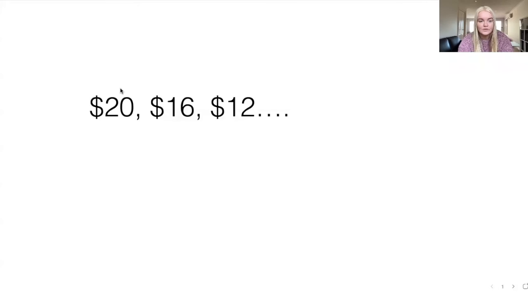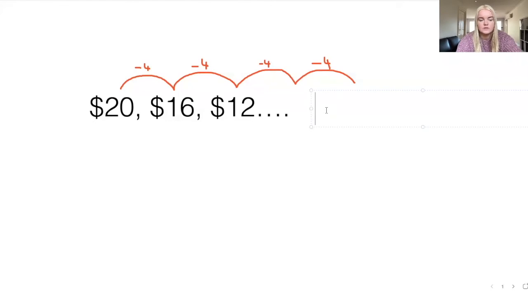So if we have a look from going from $20 to $16, we know that it's minusing 4. From going 16 to 12, again, it's taking away 4. So what would the next two numbers be if we've got to take away 4? The answer for those ones would go to $8 and then $4. And that would be the answer.